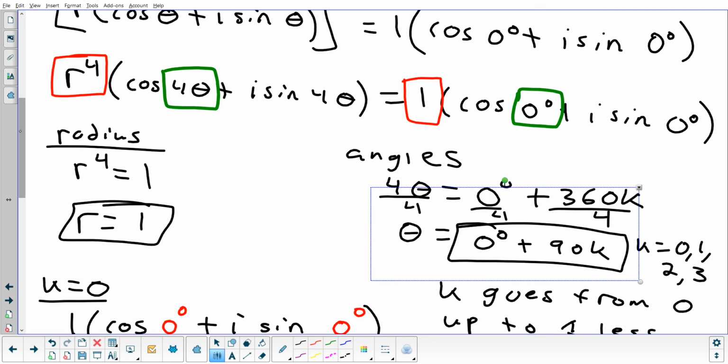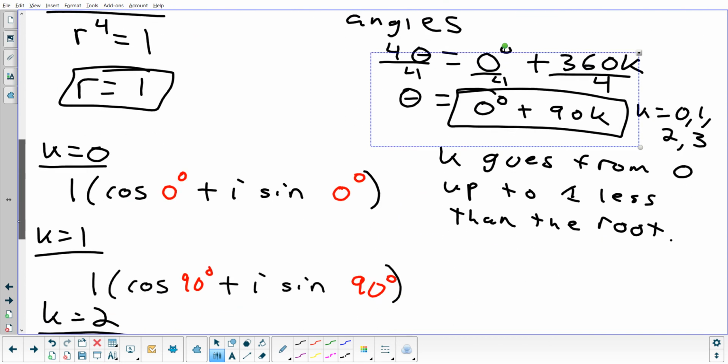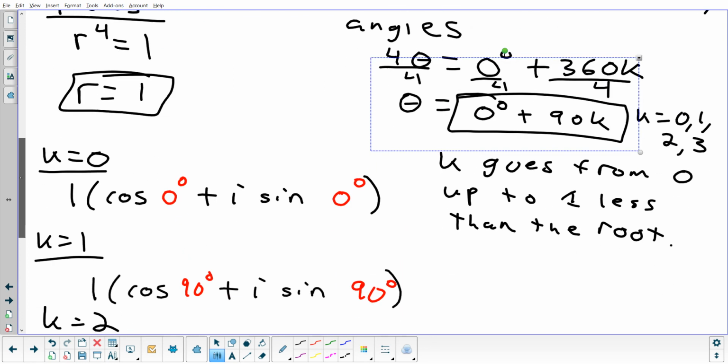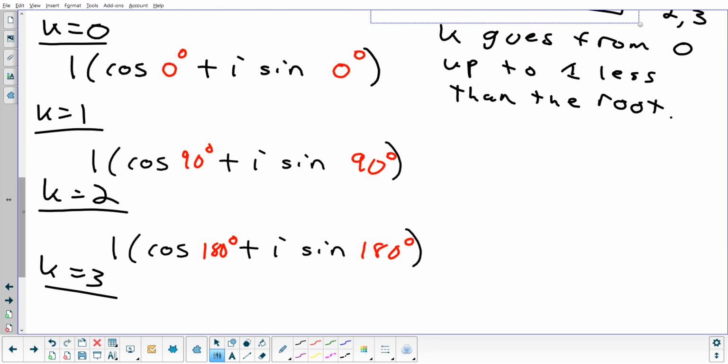All right, so that's the basic process of finding a root. You've got to set up the 2 equations and then find your angles. But the radius is the same every time. 1, 1, 1, 1, 1. They're all ones.